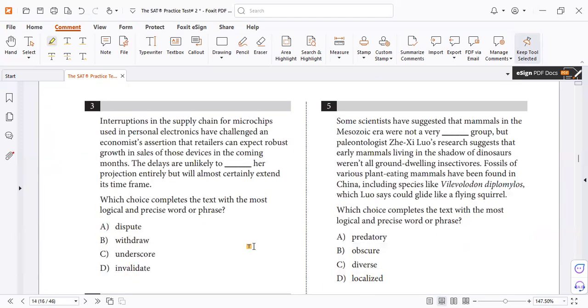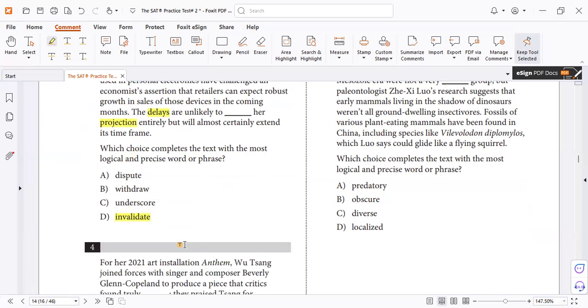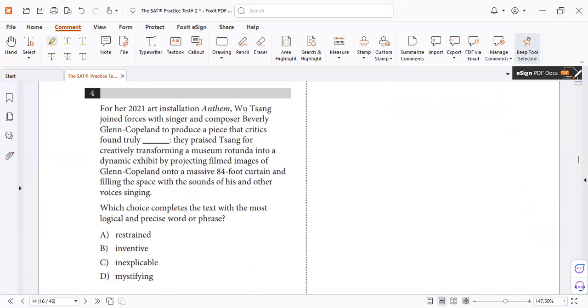Now number three. Number 3, I chose A. Wrong. Despite, despite her. We found, no. The delays are to the projection. Invalidate D. So when you find the verb, find the subject and object to help yourself. Number four.